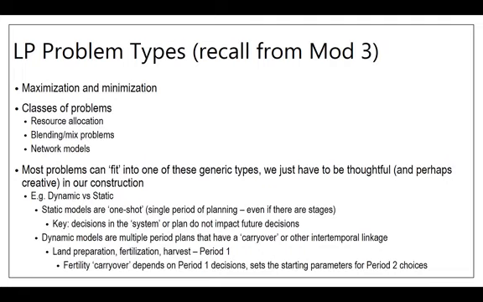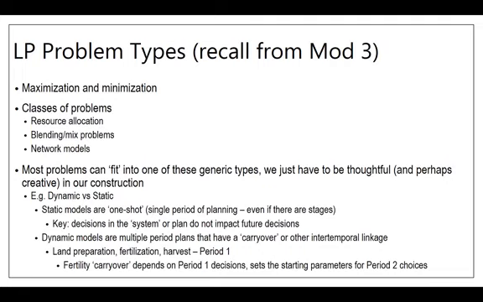Let's think back to the start of Module 3. We talked about problem types. Really, mathematically, there's maximization and minimization. Those define which direction objective equations are searched over. Then there were the classes of problems: resource allocation, blending mix, and network models. We can basically fit everything into one of these generic types. We just need to be thoughtful, maybe creative, in the way we construct things. And we have two areas to be creative. We can be creative in the constraints. We can be creative in the activities. Right? We have those two choices.